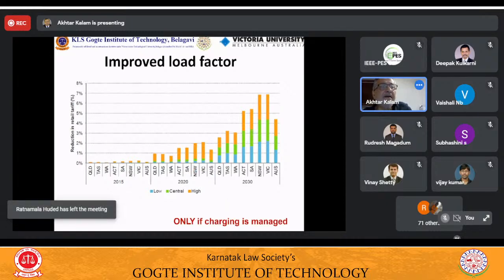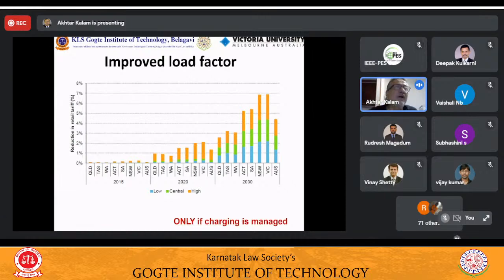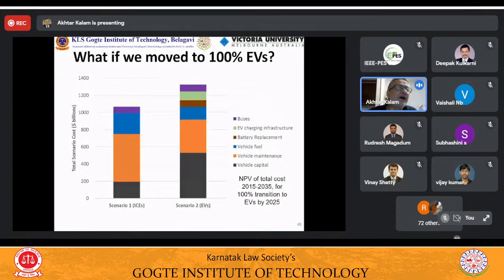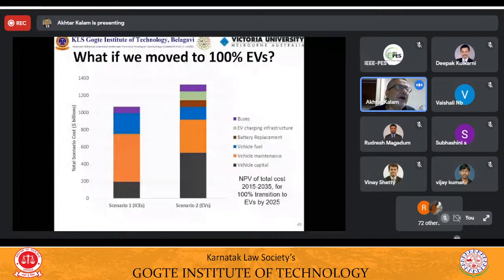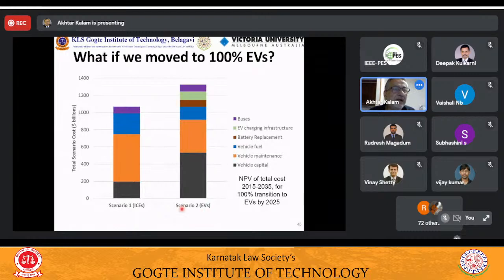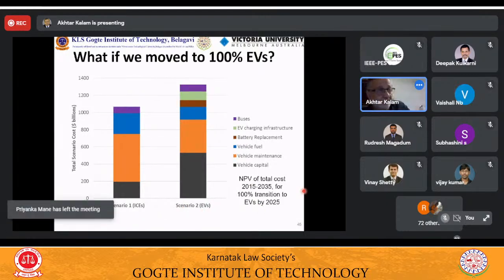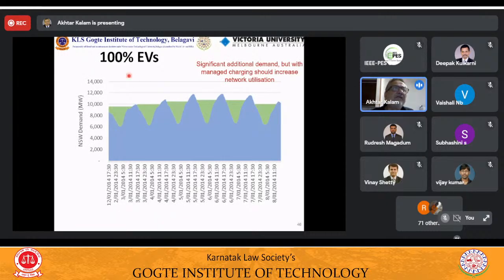Now a question might come: what will happen if we move completely to electric vehicles? That means 100% of our vehicles will become electric. So if you look at the scenario and look at the cost, this is the scenario with ICE. That means you've got your buses, your vehicle fuel, your EV infrastructure, and all those things. That is your structure. This is the capital of the vehicle. If you are looking at the electric vehicle, the whole thing, then you will find that you can do that by 2025. I think we can have 100% transition, although it may not be possible. I think it is more realistic to say 2030 that we will have 100% transition. So if there is 100% electric vehicle, there will be significant additional demand, but managed charging should increase network utilization.